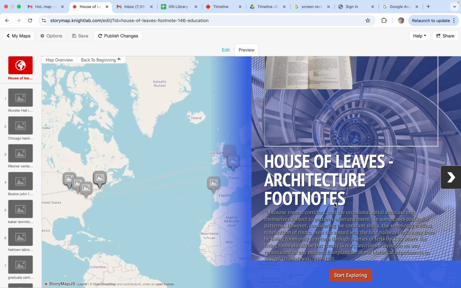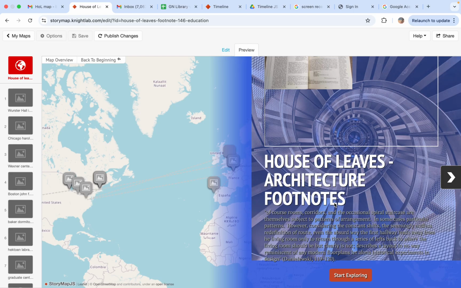I finished Infinite Jest about a year ago, although I've only read it in public like twice, so don't judge me too much about that. But Danielewski's book has a fair amount of footnotes in it, and the footnotes we'll be talking about are about architecture. In this novel, I'll just read what's leading up to it.